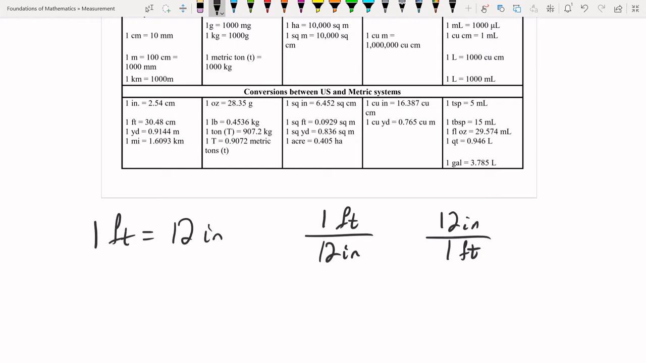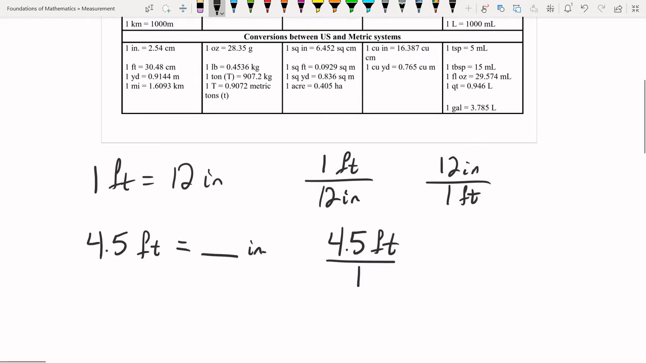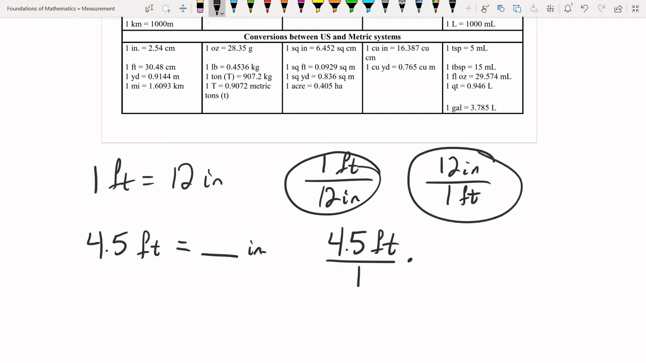If you wanted to change 4.5 feet into some number of inches, what would we do? Well, we take 4.5 feet, we put it over 1 since there's no fraction there, and we multiply it by one of these unity fractions, either this one or this one. We don't want feet, what we want is inches, so inches are going to go on top and feet are going to go on bottom. The reason is that if feet are on bottom and feet are on top, they end up canceling. And that's what we want. We want to cancel the unit.